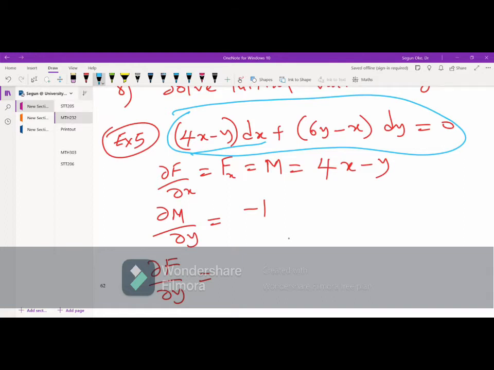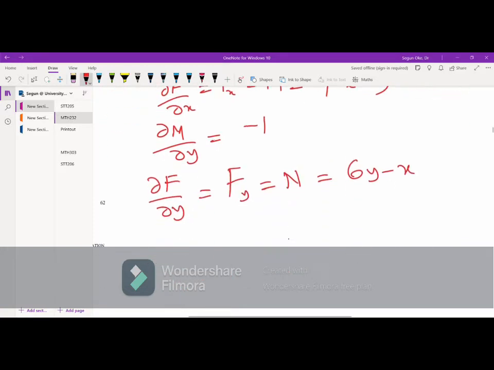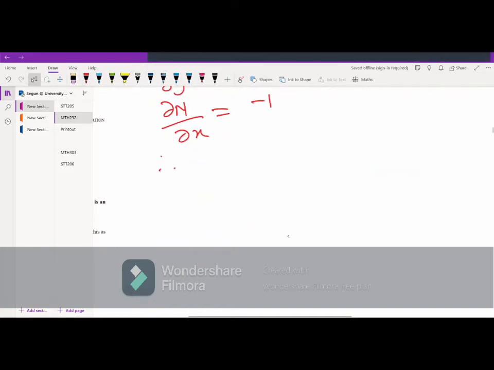Now the f sub y is equal to what? f sub y is the same thing as N, which is 6y minus x. So you differentiate also to know the exactness, which is equal to minus 1. Therefore, we have checked. Therefore, dM/dy is equal to dN/dx, which is exact.